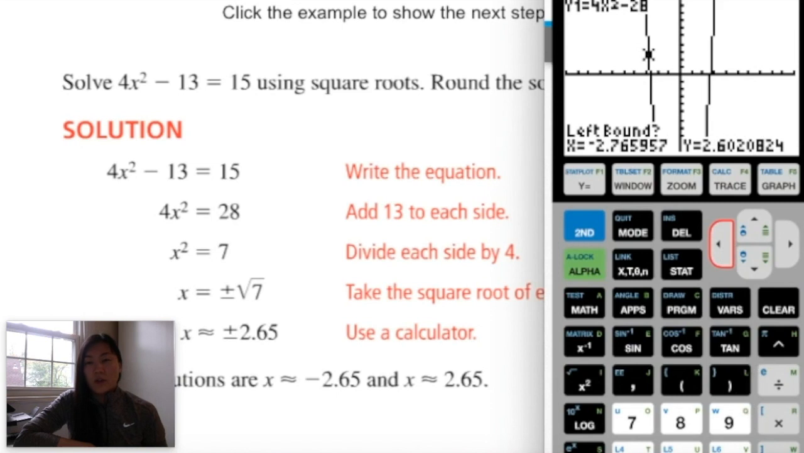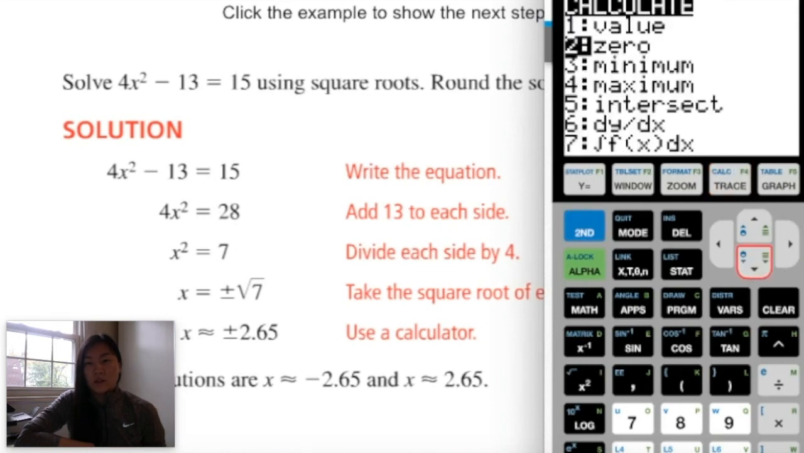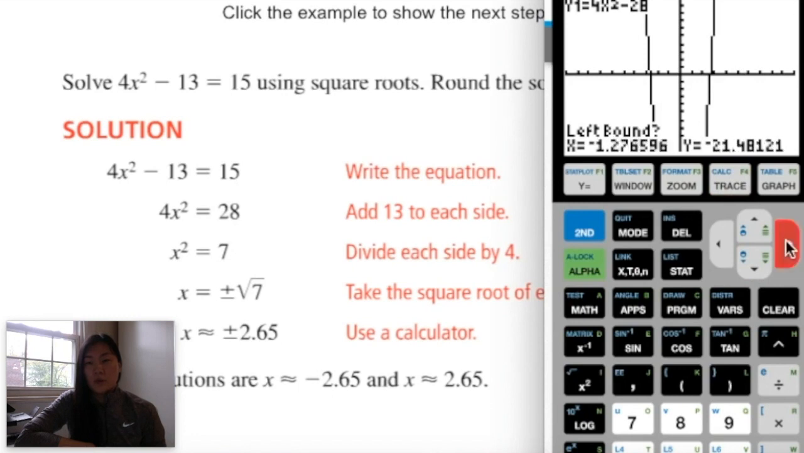There you go. And then left bound, right bound, as close as possible to the root. And then the zero of the function is -2.65. That's one side. And then you do it again. Second calc, 0. Move it all the way to the right, below your x-intercept, as close as possible. Right bound, enter, left bound, enter, enter again. 0 is equal to 2.65, so round to the nearest hundredths.